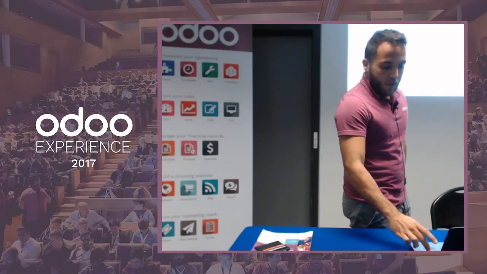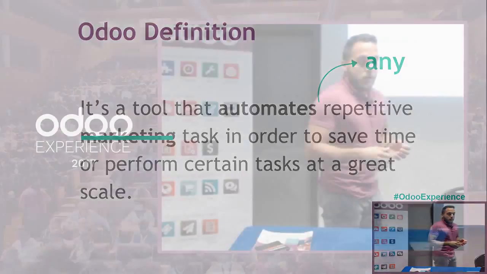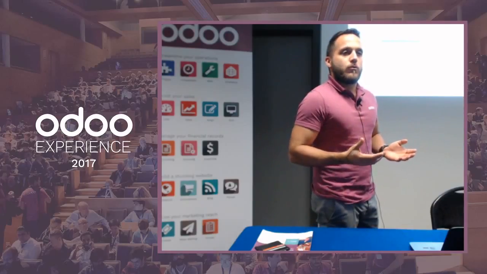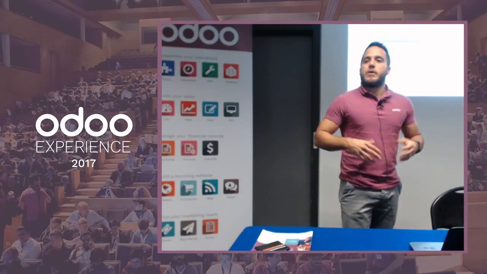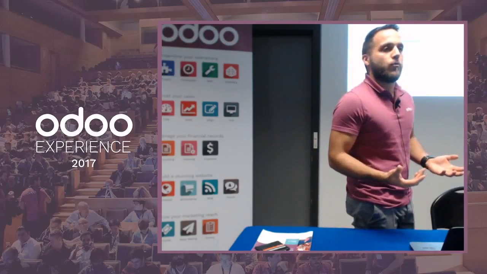Okay, within Odoo, it's a little bit different. Thanks to the integration with all the apps within Odoo, actually, you can use the marketing automation tool to automate any task in your workflow in order to perform certain tasks at a great scale or save time. So it goes beyond marketing automation. We call that marketing automation because it's the name on the market, but it's more a business automation tool rather than a marketing automation tool.